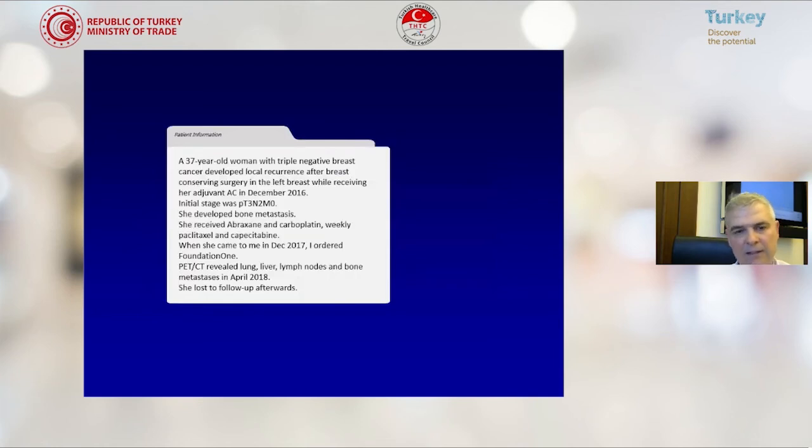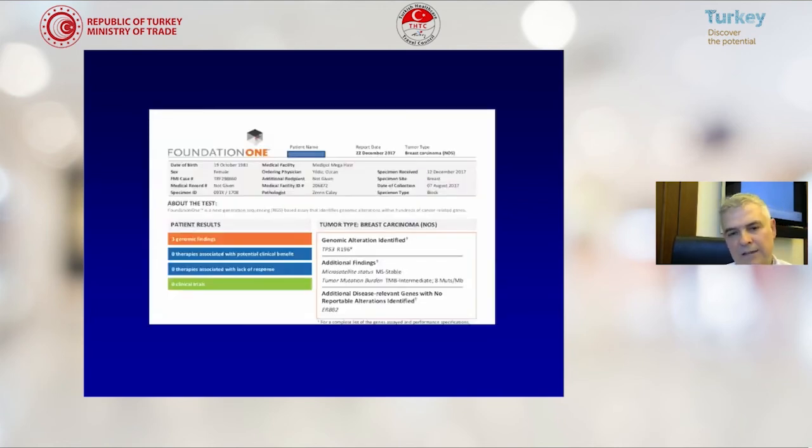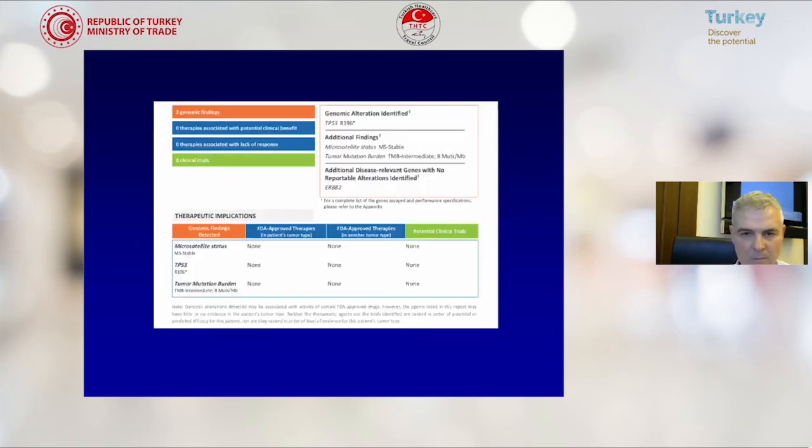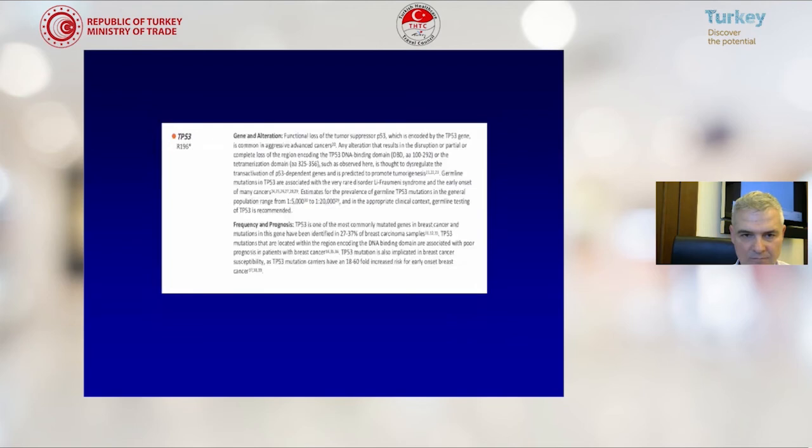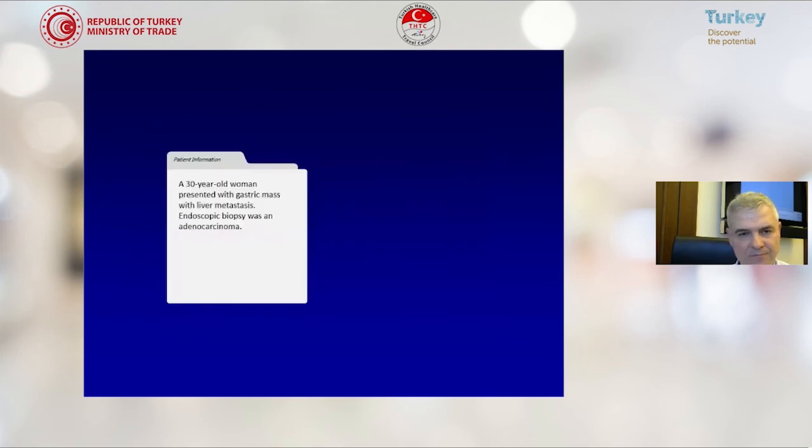So this is another patient, a 37-year-old woman with triple negative breast cancer. So this patient also had TP53 mutation, which we don't have any smart drug for, but this TP53 mutation gives us a very good idea about the prognosis of the patient. So how the patient progresses, how serious the patient has his tumor, her tumor. Yeah, this is the typical report of TP53.